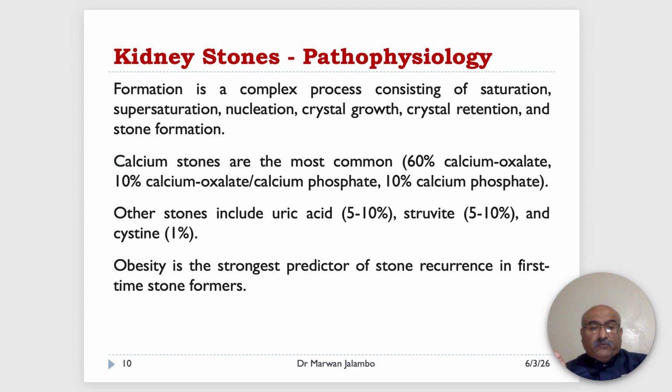The remaining stones are uric acid, struvite, or cystine, as I mentioned before. A major point to remember for your patient is that obesity is the strongest predictor of stone recurrence in first-time stone formers.